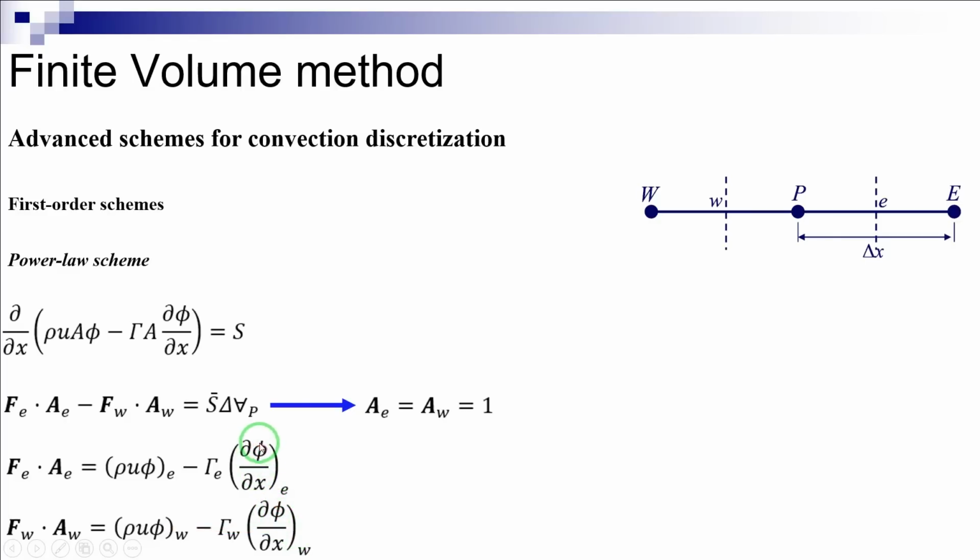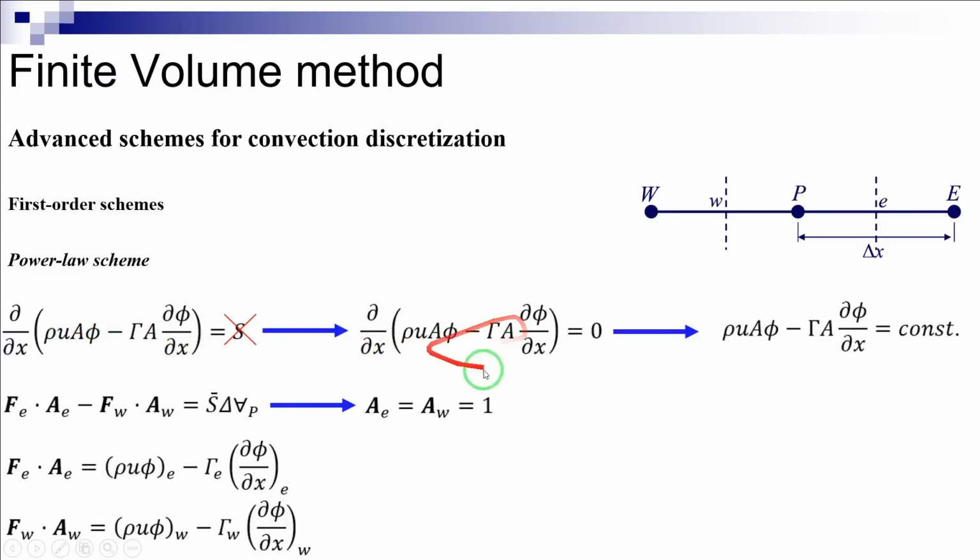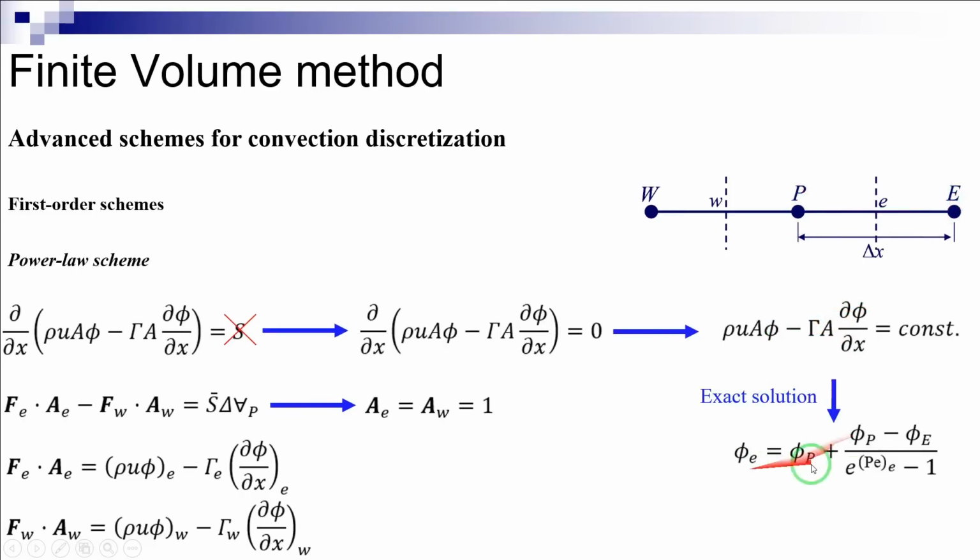In the absence of a source term, the total flux on a control volume surface remains unchanged as shown here. The exact solution of this equation using the values of phi at P and E, phi P and phi E at two adjacent nodes is expressed as follows.